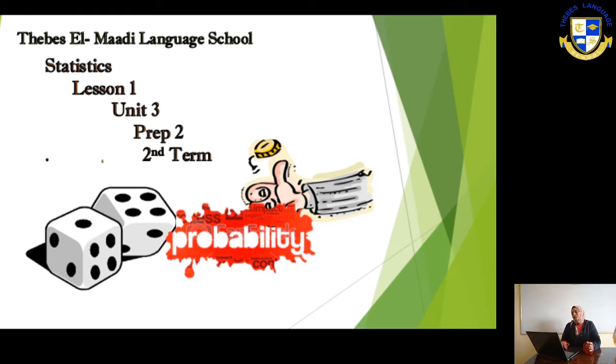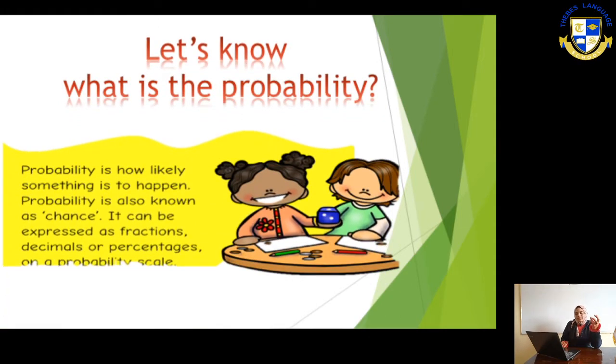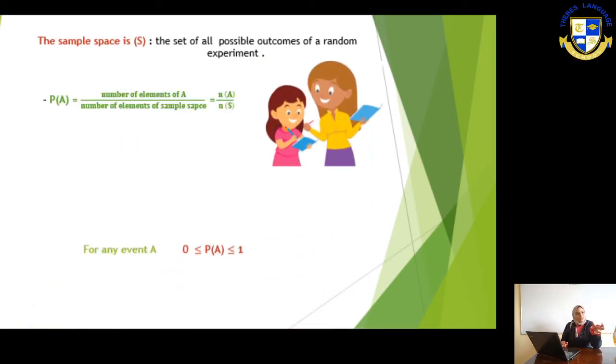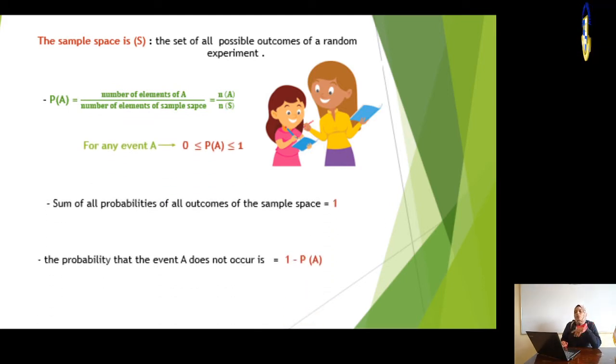Let's move to slide number 2 to know the meaning of probability. Probability is how likely something is to happen in our life, and it can be expressed as a fraction, decimal, or percentage. Let's move to slide number 3 to know the meaning of the sample space, which is symbolized by S, the set of all possible outcomes of a random experiment.